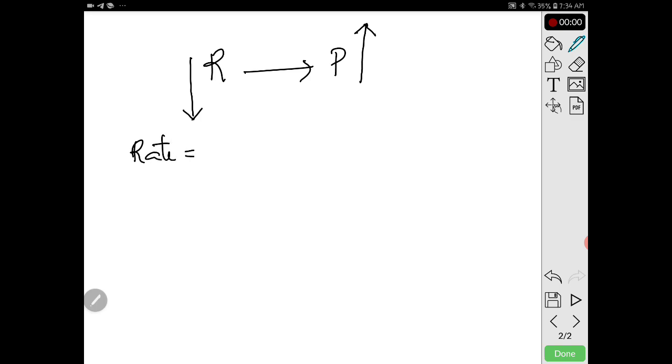So that could be done like this. Rate of the reaction is equal to the change in molar concentration of the reactants with respect to time. Wherever you see the term rate, there is an intrinsic term with respect to time. Or it could be the change in molar concentration of the product with respect to time. Here the molar concentration of the reactants is decreasing, so you will have a minus sign, and here the molar concentration of the product is increasing, so you will have a positive sign.